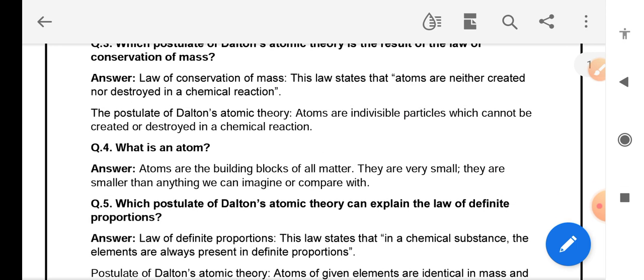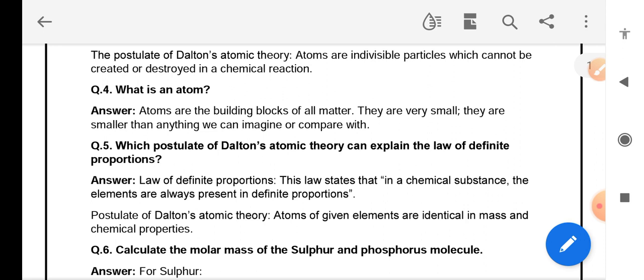What is an atom? Atoms are the building blocks of all matter. They are very small, smaller than anything we can compare with.